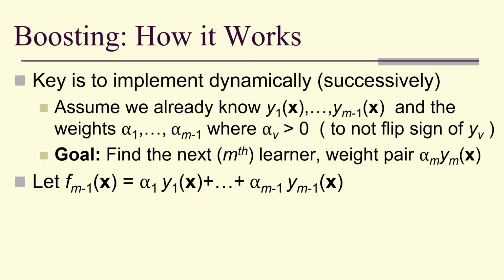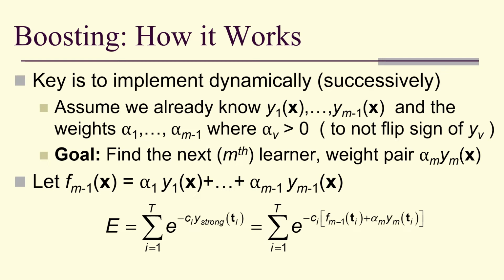We're going to use that to find the case m. So we let f sub m minus 1 of x be the linear combination with the alphas of the ones that we do know. And when we add all these together, that means that our total cost is the sum, i equals 1 to capital T, of the exponential of negative c sub i times f sub m minus 1 of t sub i, that's what we do know, plus alpha sub m y sub m of t sub i, that's what we want to find out.